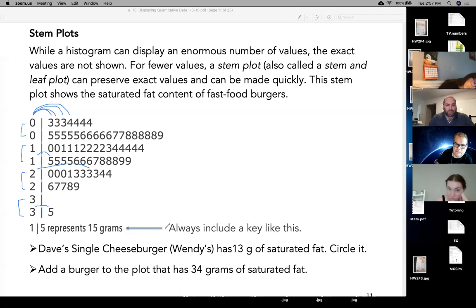First two? No, that's this one. The first one, and then, yeah. All right, it's the 13, the 1-3. Oh, right, 13 grams, that's this one.